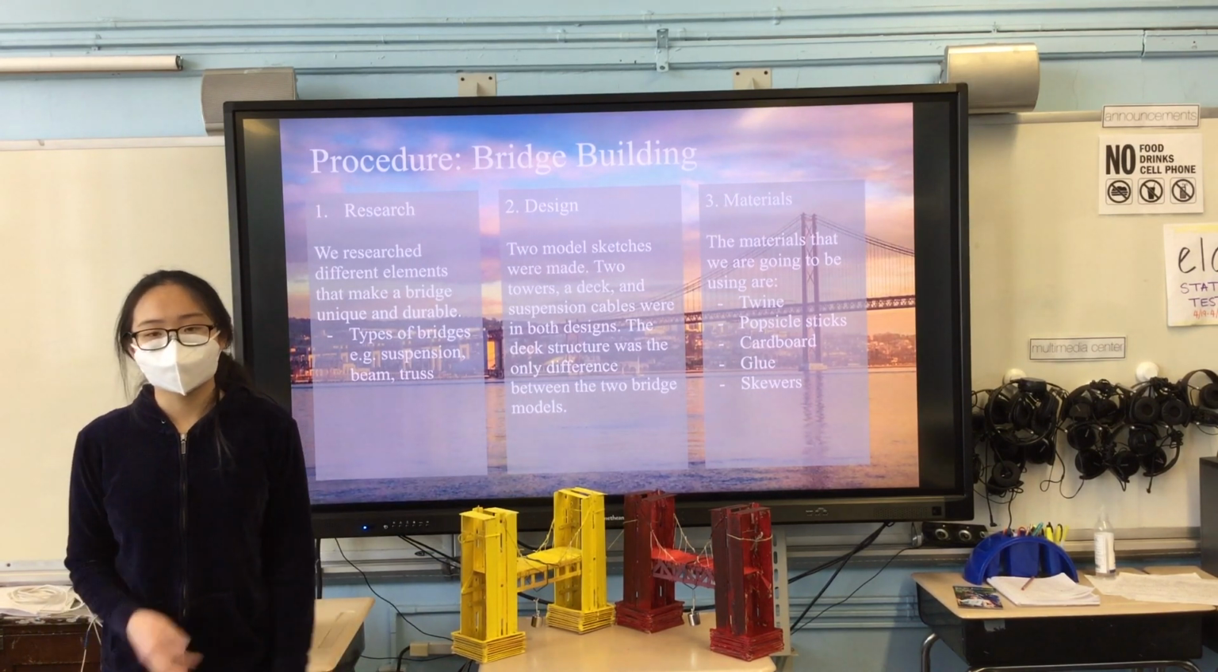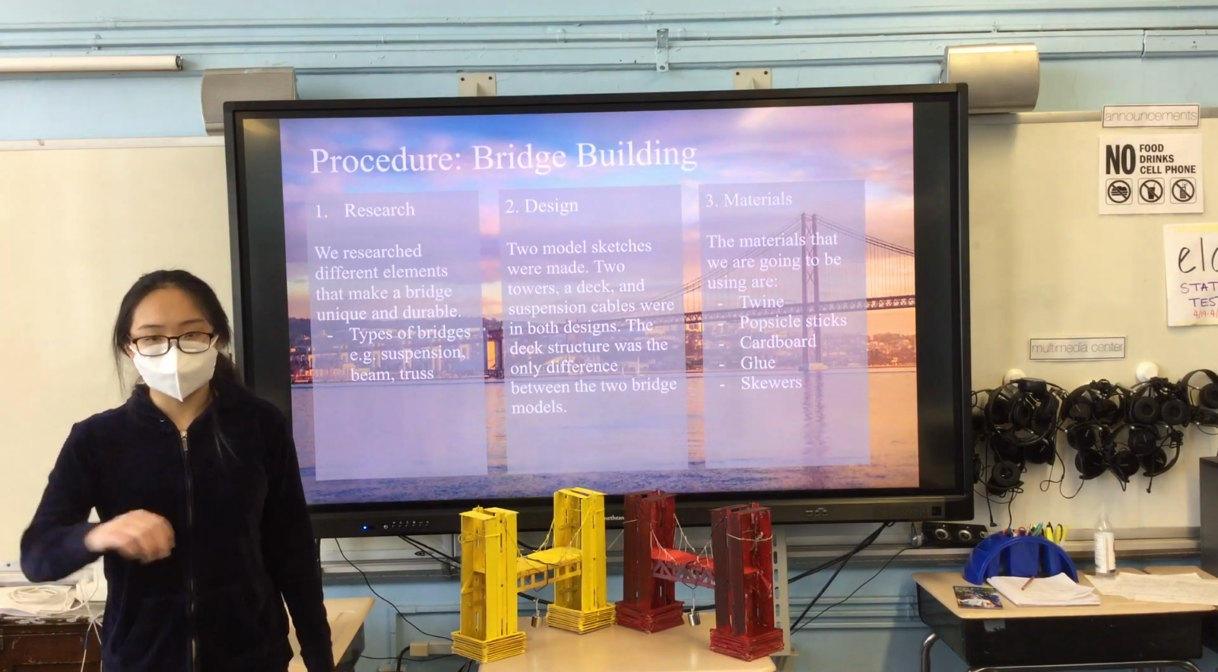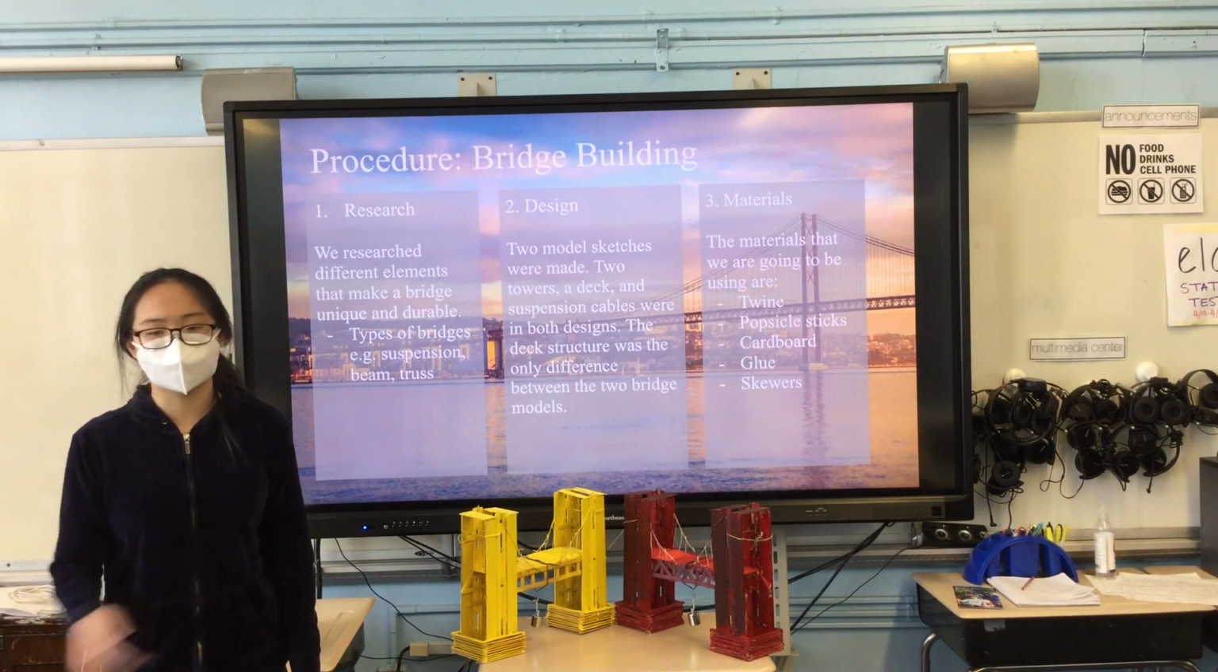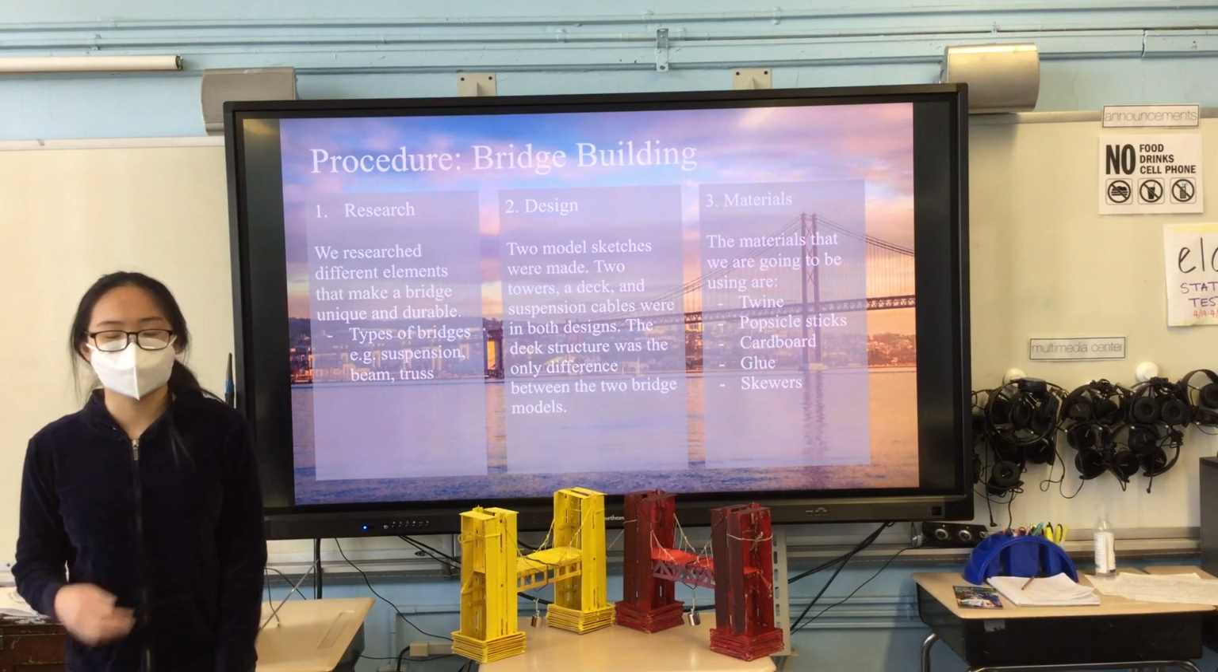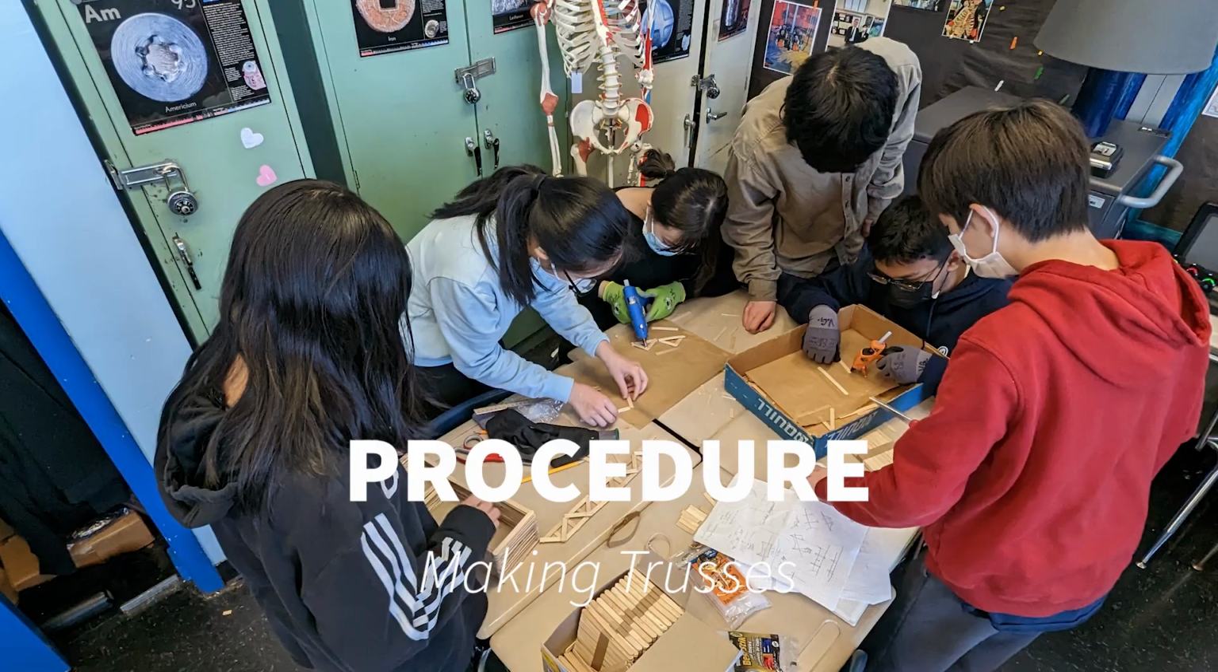Then we designed the bridges. So we did it on paper, we sketched it out, we labeled different parts, and then the only difference was the truss, the triangular truss.